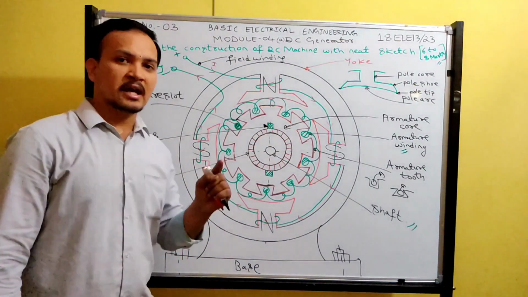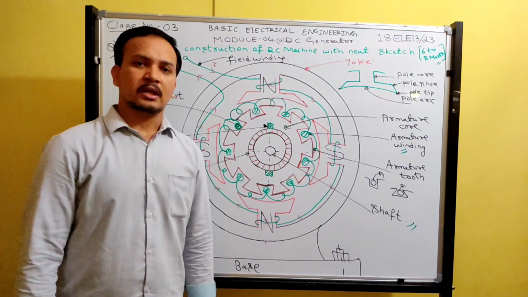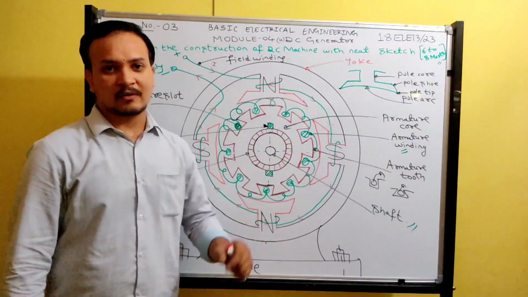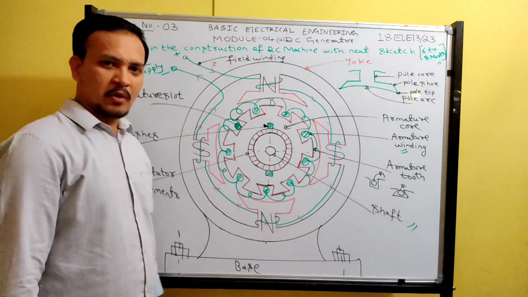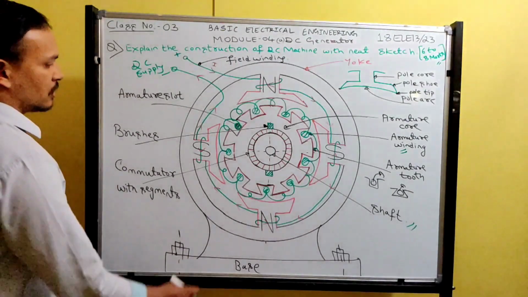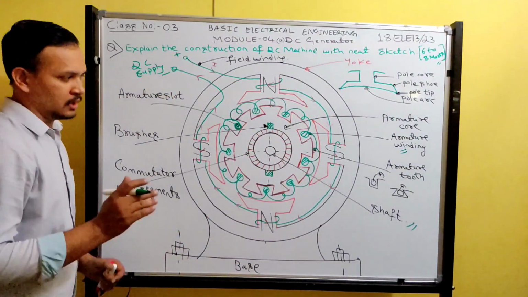So that desired magnitude of EMF will be induced. That is called armature winding. So we have two types of windings, lap winding and wave winding, that I will explain in the next class. Okay, see, all the conductors are connected in series.